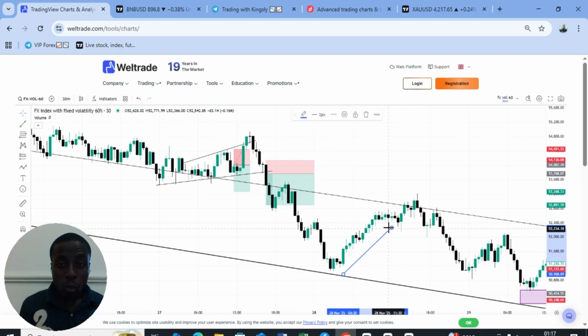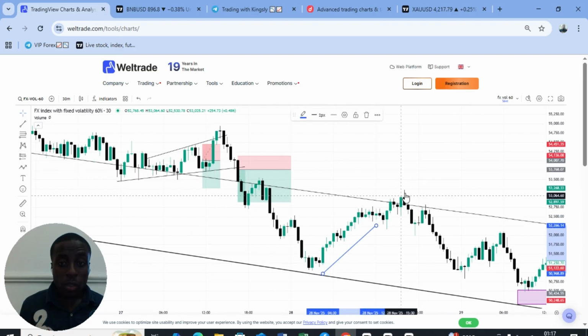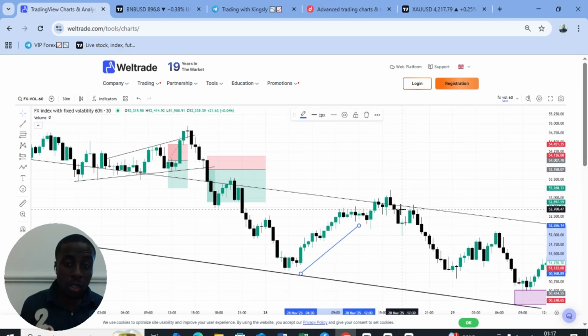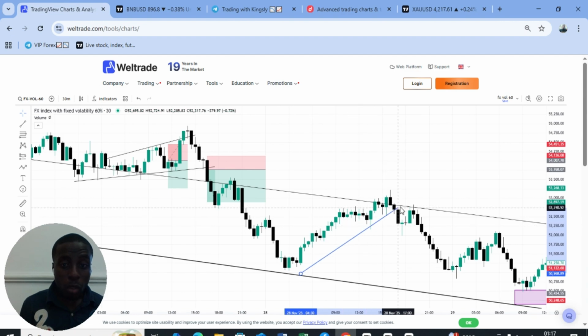we wait for price to reject from the trend line. We see a doji candle, which is a rejection candle, or an evening star candle. What we do, we connect this bottom and wait for price to break below. Once price breaks below, we sell with strong pressure.